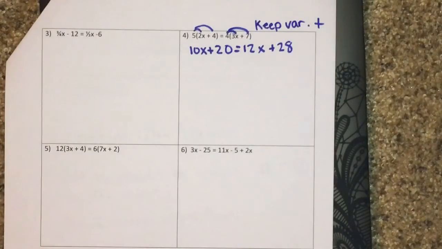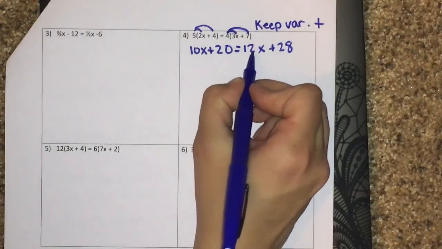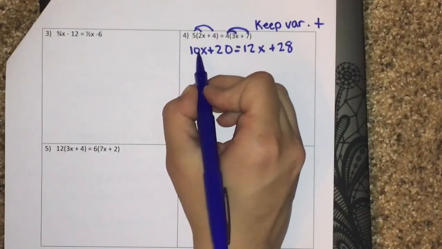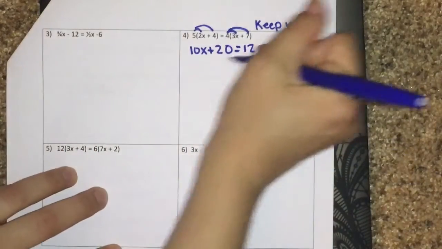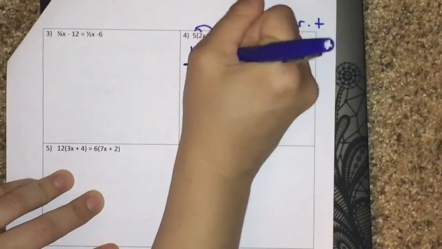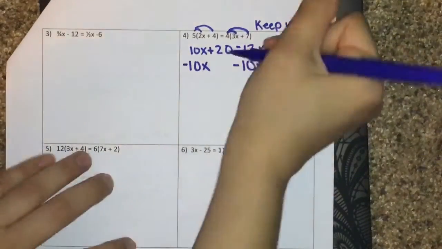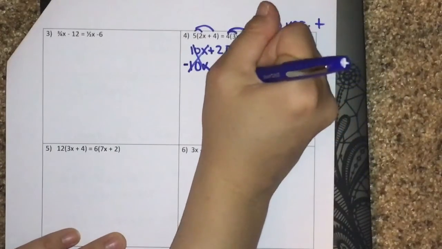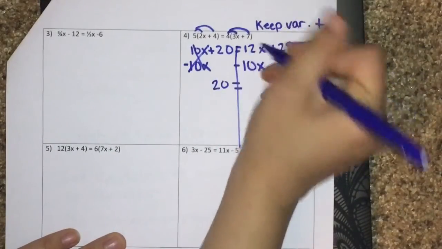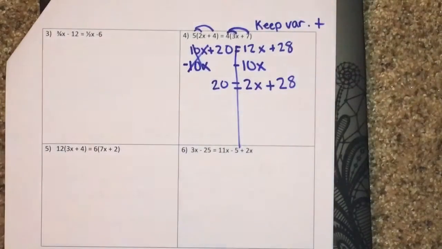So in this case, if I want to work with the variable first, I have 10x and 12x. Rather than subtracting 12x to this side and getting negative 2x, I'm going to try and keep my variable positive, just because it's going to be easier for me in the end. So instead of subtracting 12x, I'm going to subtract 10x from both sides, so that way I can get my variables to one side, right? Because this is going to cancel. And I get 20 equals 2x plus 28.